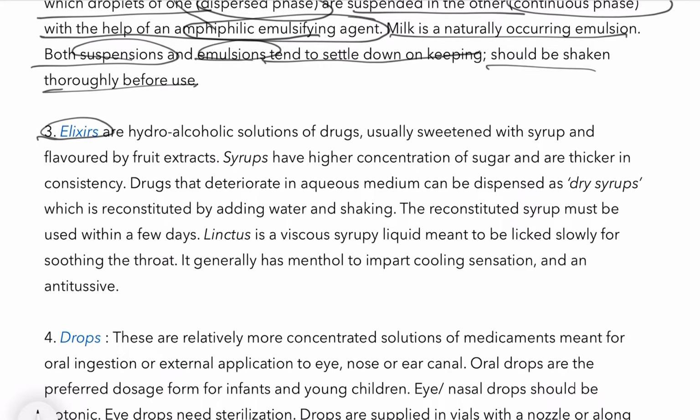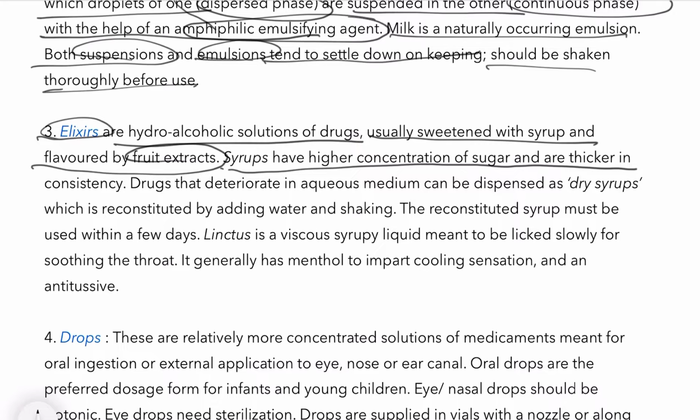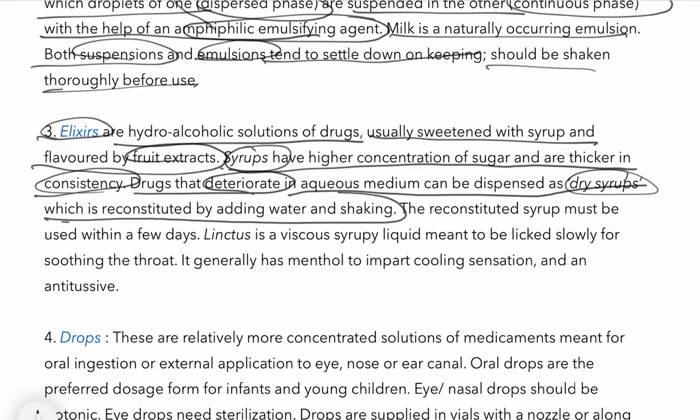The next is elixirs. Elixirs are hydroalcoholic solutions of drugs, usually sweetened with syrup and flavored by fluid extracts. Syrups have a higher concentration of sugar and are thicker in consistency. We have seen that drugs that deteriorate in an aqueous medium can be dispensed as dry syrups. Deteriorate means that it progressively degrades, becoming worse and worse as time goes on. So it is supplied as dry syrup, which is reconstituted by adding water and shaking, and that should be used immediately in a short period of time. The reconstituted syrup must be used within a few days.